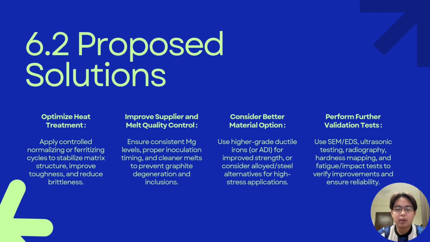This includes ensuring stable magnesium levels, maintaining proper inoculation practices, and improving melt cleanliness. Doing this prevents graphite degeneration and reduces the formation of harmful inclusions. We also suggest considering better material options if the component will face high stress or fatigue conditions. Higher grade ductile irons, alloyed ductile irons, or even a tempered ductile iron can provide significantly better mechanical performance.